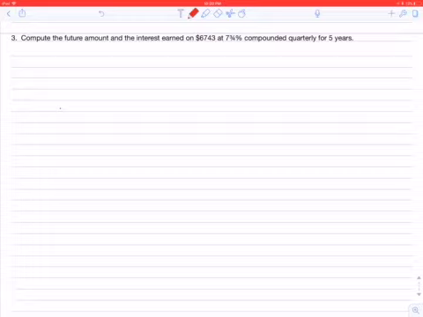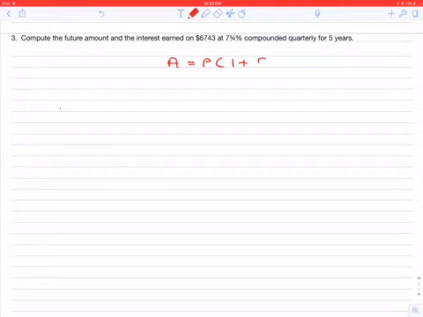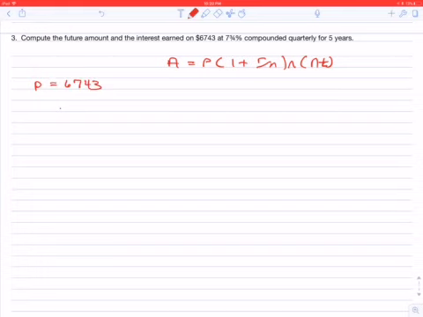Okay, so we want to use the formula to calculate the interest earned on $6,743 at 7.75% interest compounded quarterly for 5 years. So, using the formula, the future amount is the principal times 1 plus R over N, exponent N times T. Okay, so the original principal is $6,743. Now for the rate, I need to get rid of that fraction first.